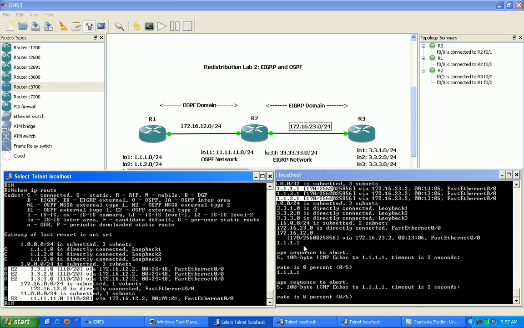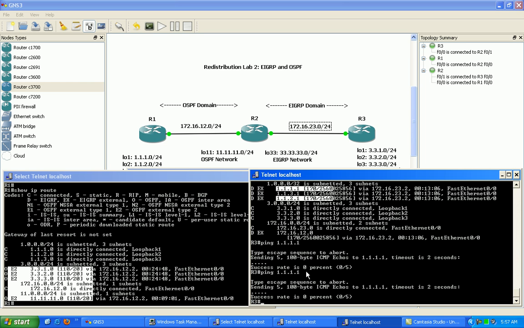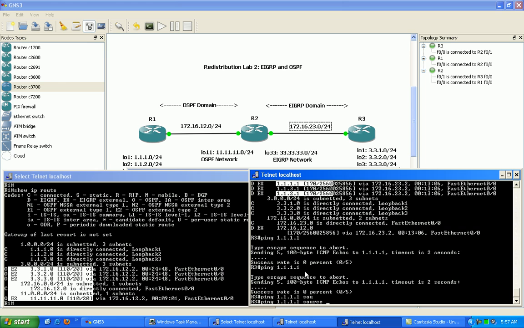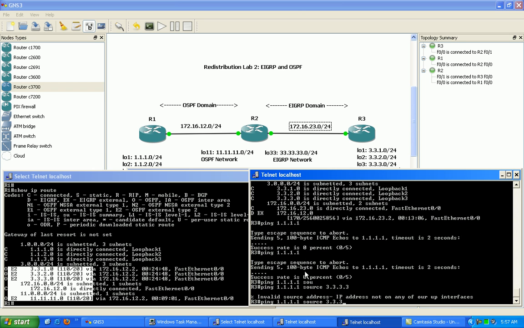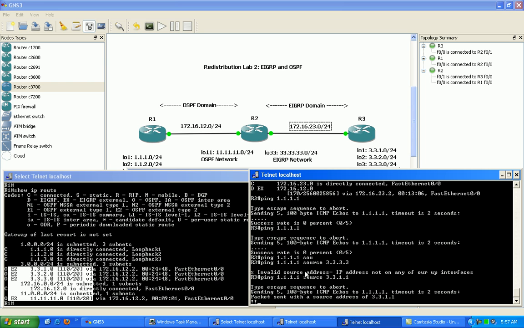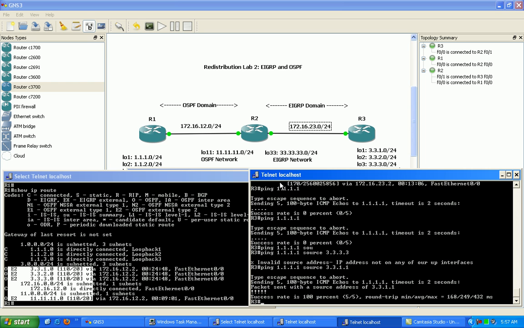So we broke the process just to show you exactly what is going on in the background within redistribution. And we can still have successful pings from loopback to loopback if we just ping the 1 network and source it. That's fine. But as you can see here, this can cause big problems if you're not aware of what's going on with redistribution.